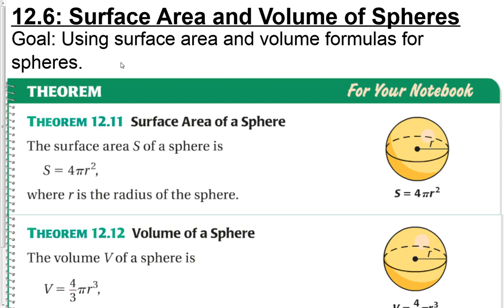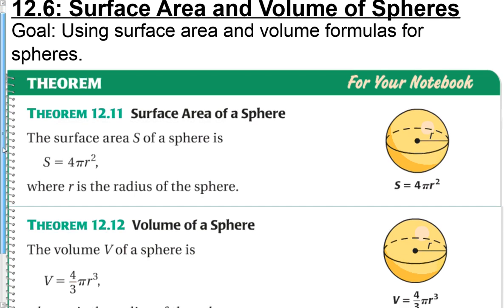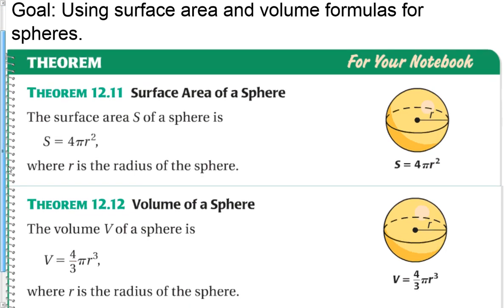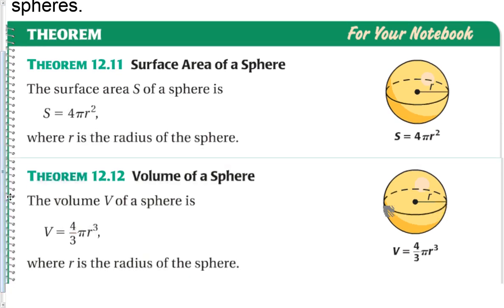Today's lessons are 12.6, surface area and volume of spheres, and 12.7, which we'll touch on in a little bit. Spheres get their own lesson because they aren't similar to each other the way prisms and cylinders had a similar formula, and cones and pyramids had similar formulas. A sphere is kind of its own deal. So a sphere has a surface area of 4 pi r squared.